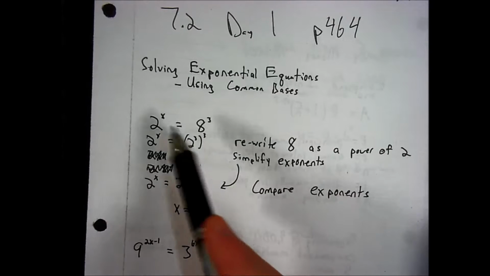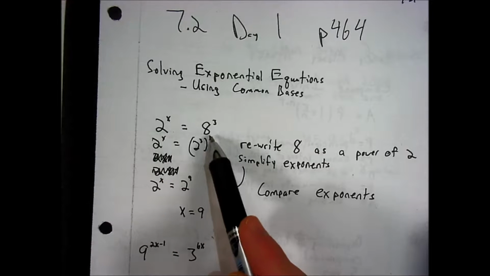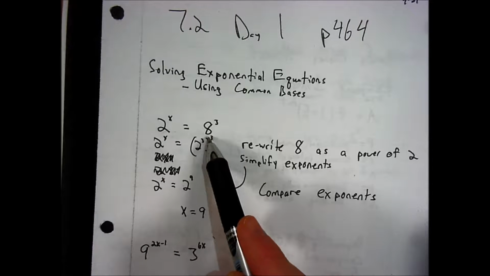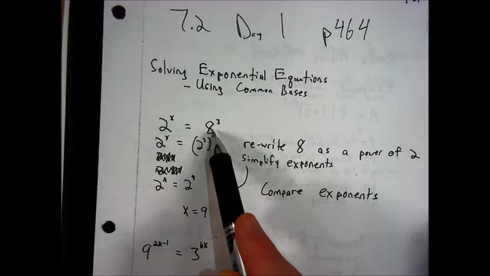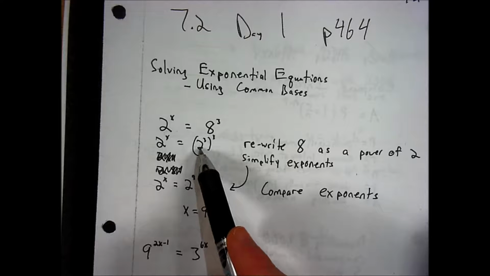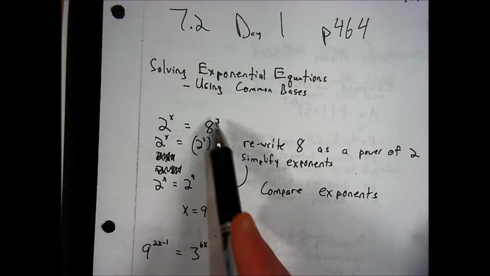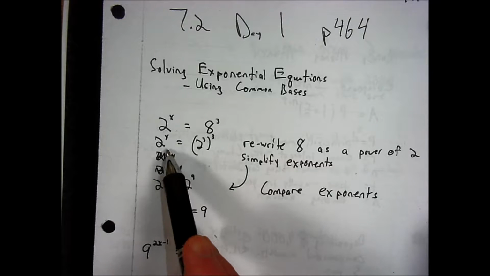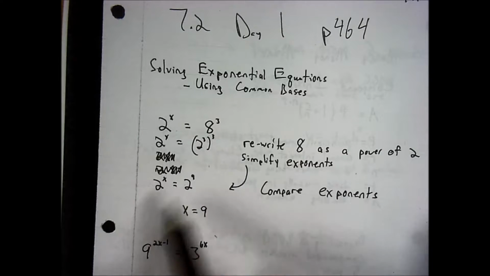Okay? So 2, obviously, that's about as small as it gets. 8, I can rewrite 8 as a power of 2. So we're going to try to get them both to be as a power of 2. So 8 is 2 to the third. So we rewrote 8 as a power of 2. 8 is 2 to the third. So now I have 2 to the x equals 2 to the third to the third.